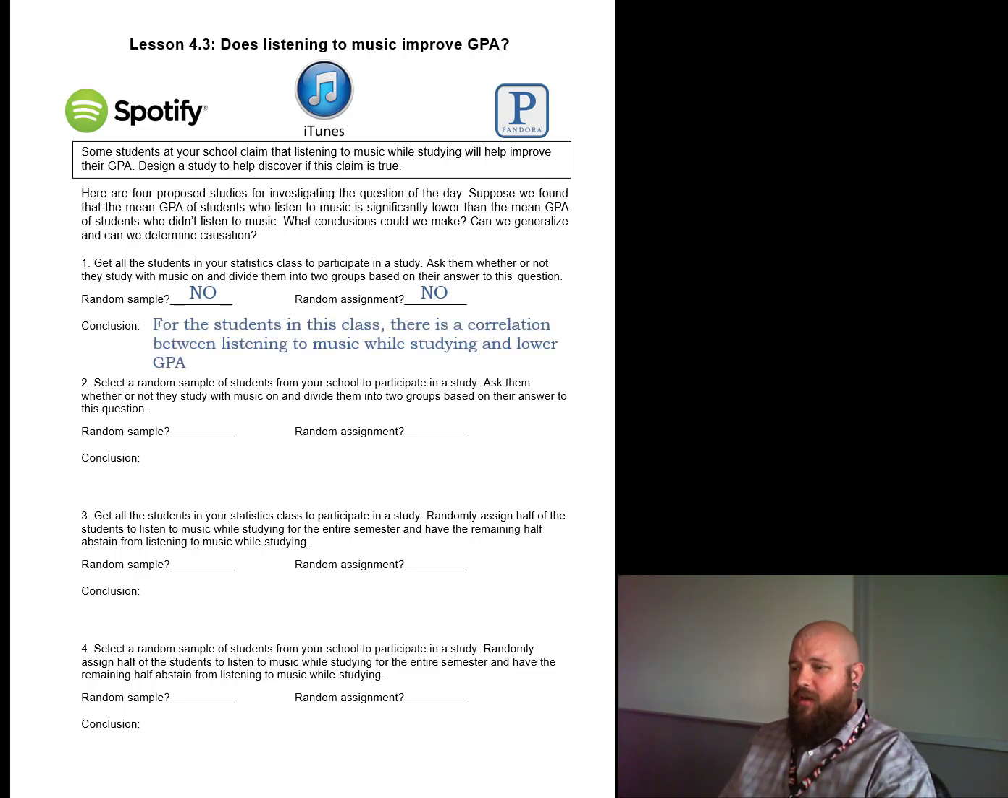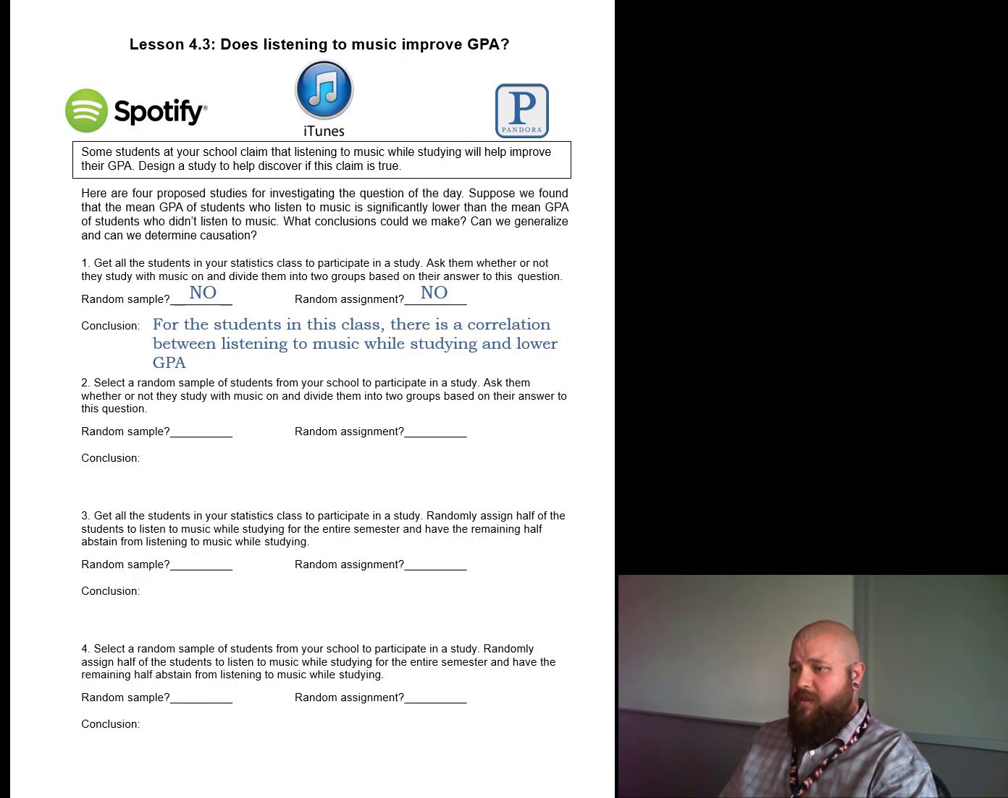So the conclusion here, for the students in this class, is that there is a correlation between listening to music while studying and lower GPA. Because we can't say it's a random sample, and we can't say it's a random assignment, we are simply going to conclude that yes, if you listen to music while studying, your GPA will be lower in this proposed study, right?